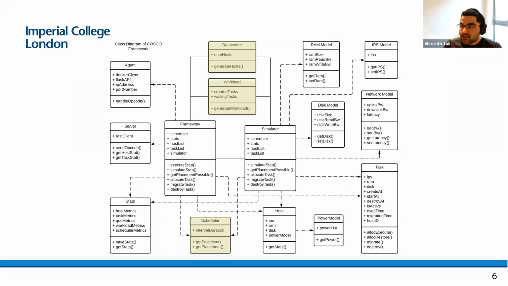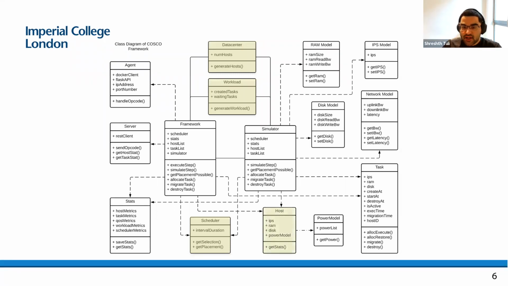Then we have the scheduler class, which has two critical functions. One is the selection function, and one is the placement function. The selection function selects the different containers or simulated tasks that need to be scheduled or need to be migrated. And the placement function, for the selected tasks, generates the target hosts that these selected tasks need to be scheduled or migrated to.